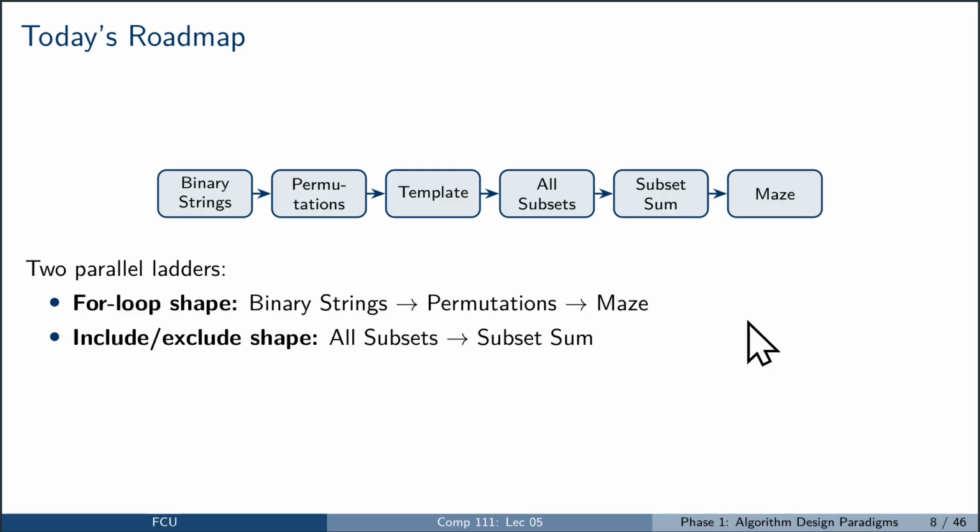Today in this lecture, we'll see 6 problems, and they'll be organized across 2 parallel ladders. So the first ladder is going to be the for loop shape: the binary strings and permutations, and then a maze. And the second ladder is going to be an include-exclude shape. So that's going to have something called all subsets. This is basically a problem in which we'll find all possible subsets of a set. And then we have a subset sum problem that we'll take a look at in detail.